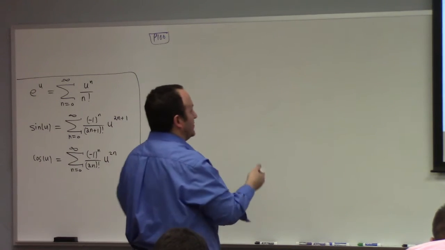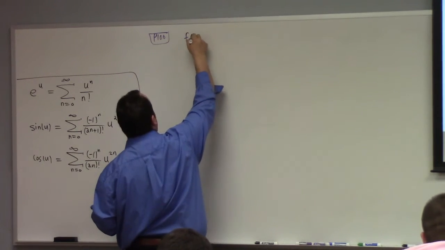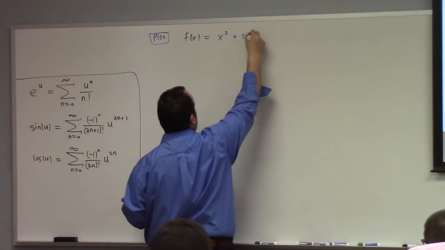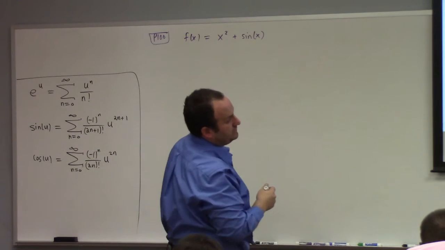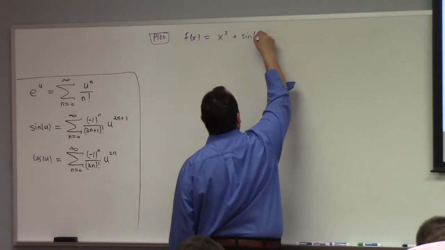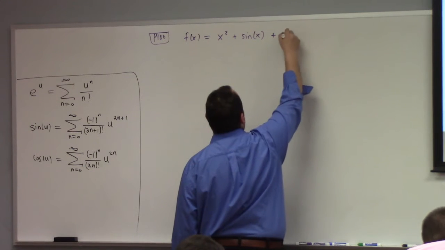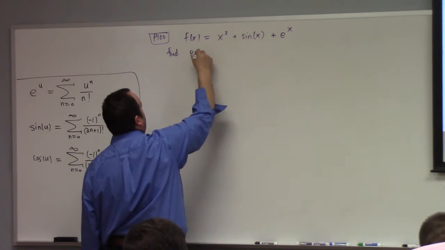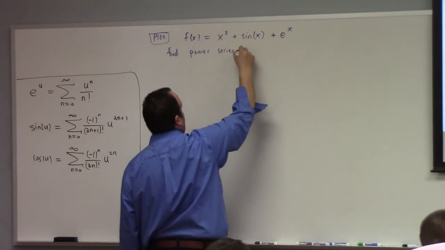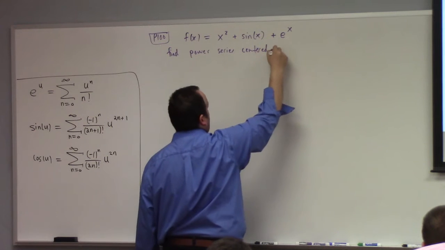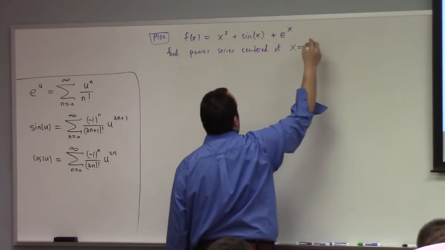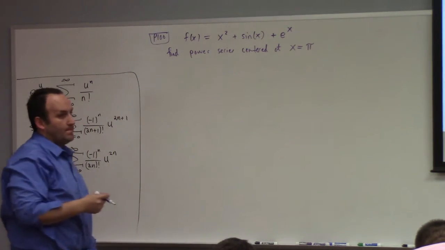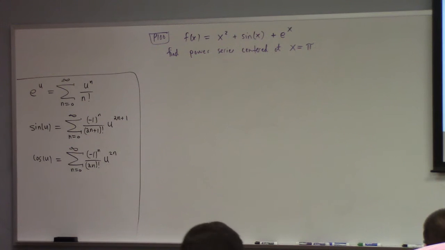Here, let me do something similar. If I had f of x equals, say, x squared plus the sine of x plus e to the x, and I wanted to find a power series centered at, let's say, x equal to pi to make things a little bit simpler, what would that look like?